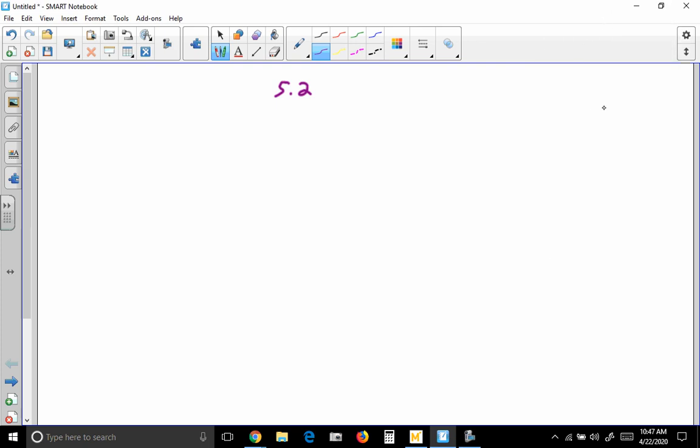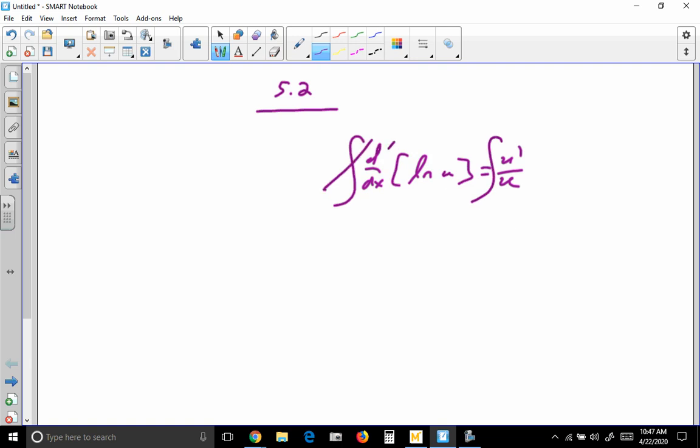Let's work through a few examples from 5.2. So in 5.1, we looked at taking the derivative of natural log. And the derivative of natural log is u prime over u. So if we think about integrating this, the derivative and the integral cancel. On the right side, u prime is essentially du, and we have u on bottom. So when we integrate du over u, the answer to that is natural log u.